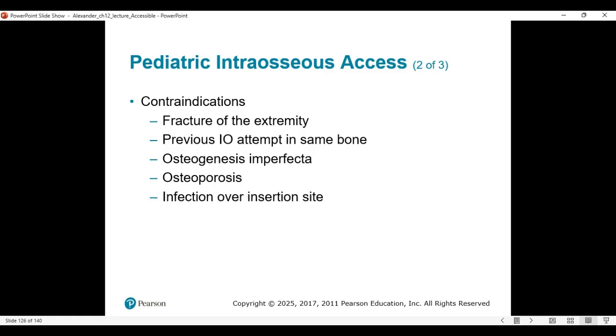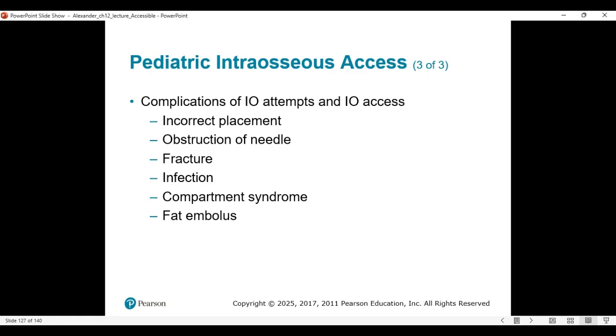Contraindications for using IOs: fracture of the extremity, if we've attempted in that same bone, osteogenesis imperfecta, osteoporosis, or infection over the insertion site. Some complications for IO attempts could be incorrect placement, obstruction of the needle. We could fracture the bone. It could get infected. It could cause compartment syndrome, and they could create a fat embolus.